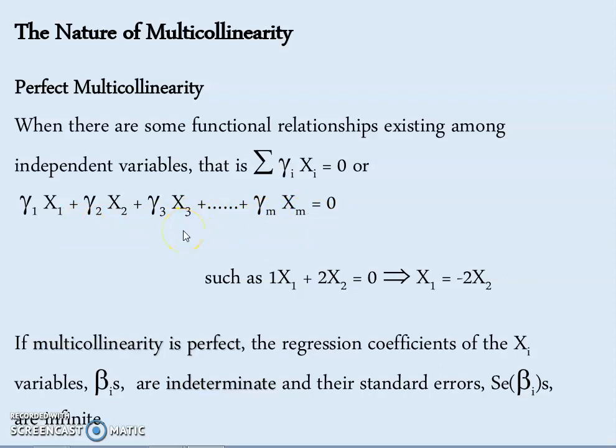When we have perfect multicollinearity, the regression coefficients of the xi, which are the betas, are indeterminate. So we cannot determine the values or the estimates of the betas. And also the standard errors of the betas are infinite.